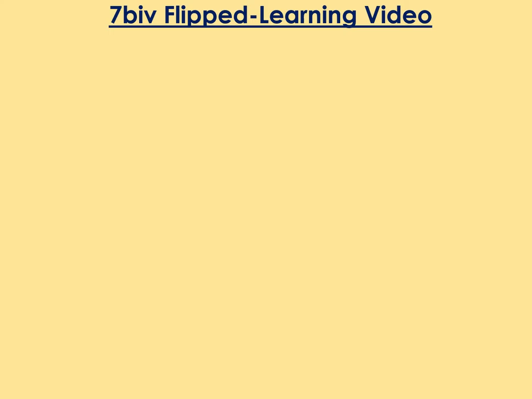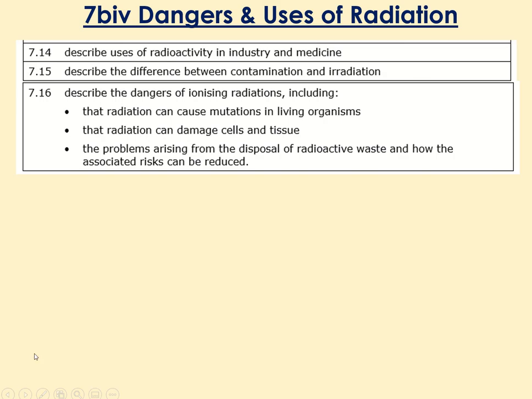So that is my little sequence on dangers and uses of radiation. I'm just going to show you the learning intentions for this section of work so you can be sure that we've done it. So, did we talk about industrial and medical uses of radiation? We absolutely did. We've discussed the difference between contamination and radiation. We've talked about mutations and the damage to cells and tissues, and we also talked about the difficulties with disposing of radioactive waste. So I hope that was helpful, and more from me soon.